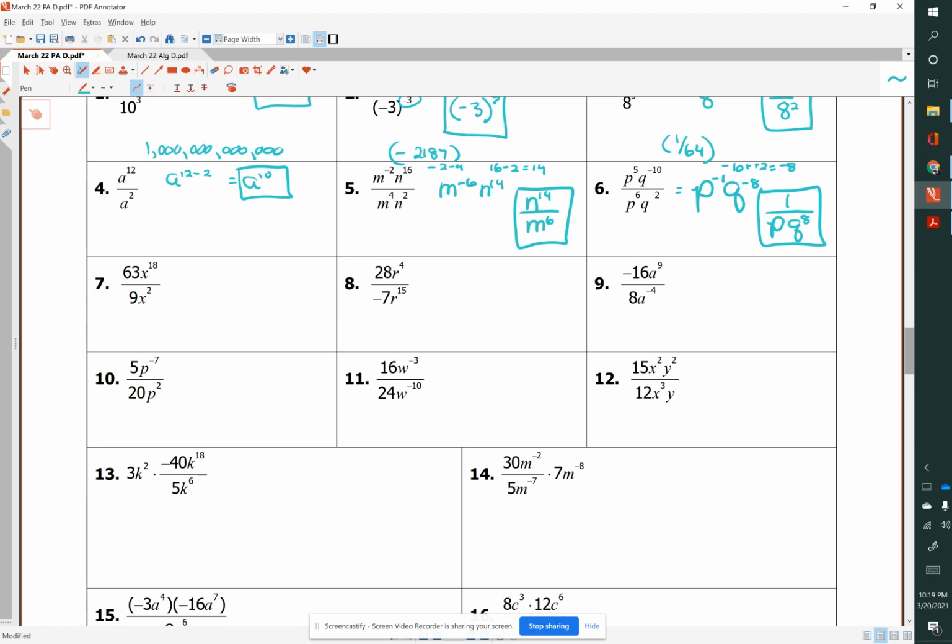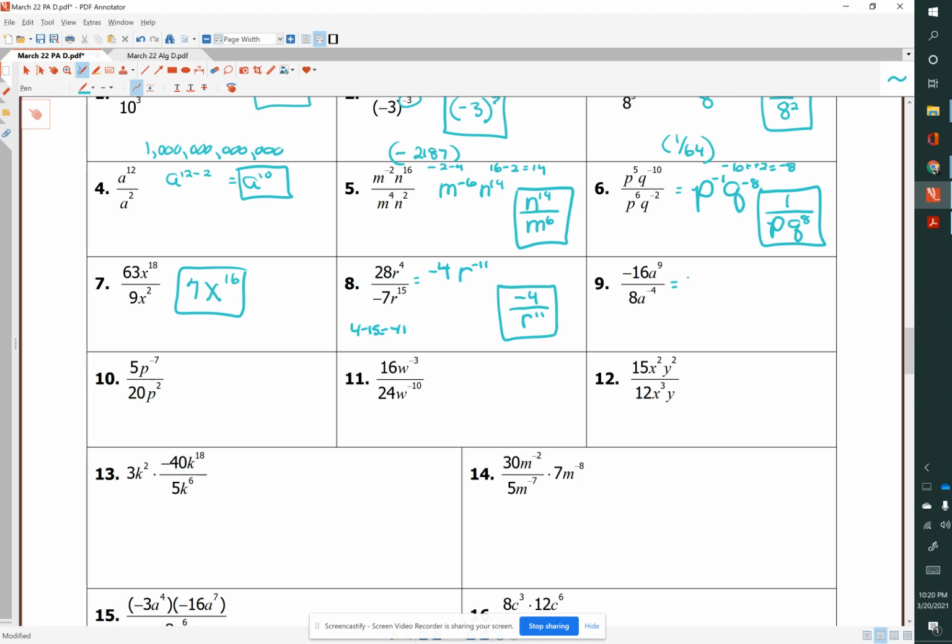Number 7, so 63 divided by 9 is 7. And with our x, it's 18 minus 2 is 16, and that's a fully simplified answer. Number 8, 28 divided by negative 7 is negative 4. And then we have r, 4 minus 15 equals negative 11. And then it's okay to have the negative 4 in the numerator. It's this negative exponent we cannot have in the numerator. So that would be negative 4 over r to the 11th power, positive 11, as a final answer.